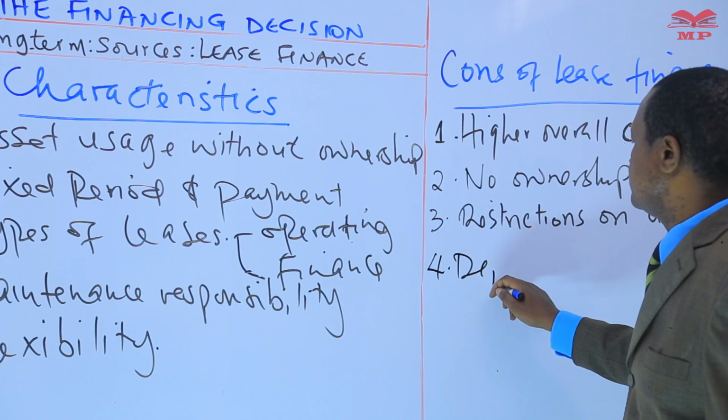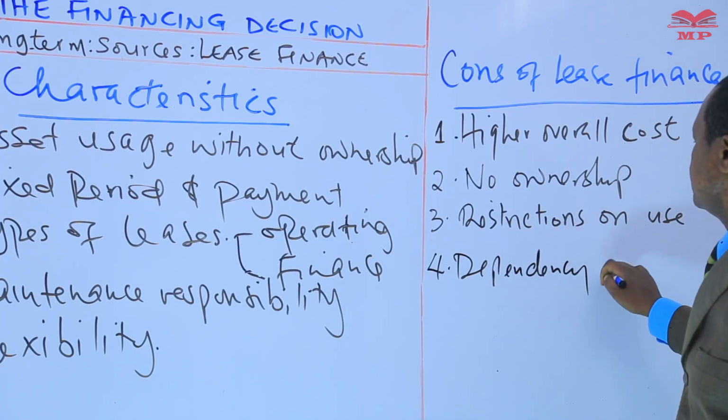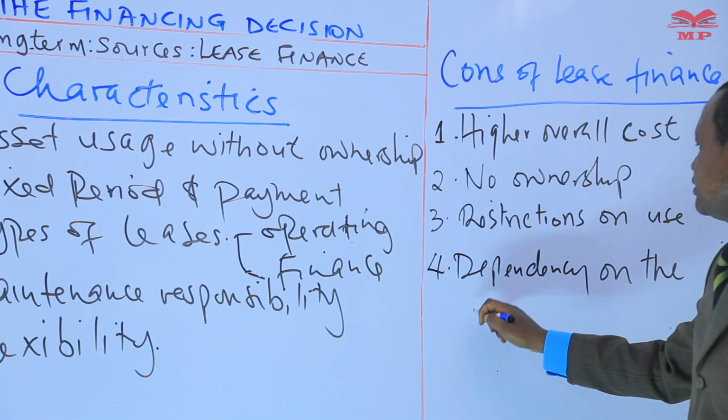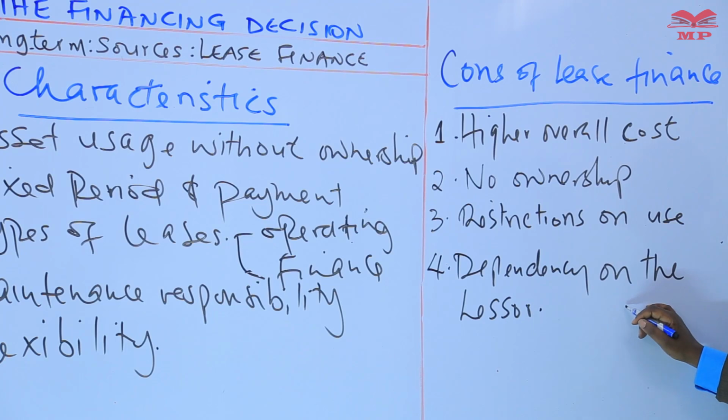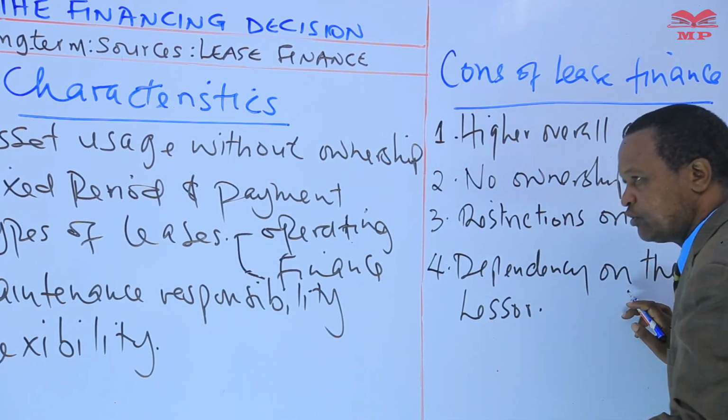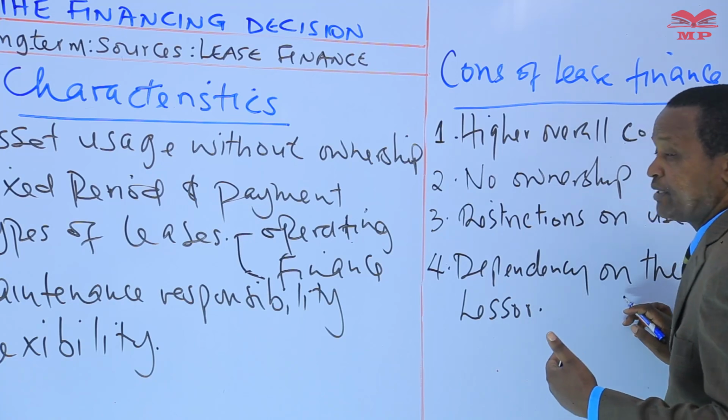Four, dependency on the lessor. Dependency on the lessor. The businesses that rely on lease finance are dependent on the lessor for the availability of assets and for favorable lease terms. And therefore, changes in lessor policies or changes in the financial health of the lessor may negatively impact the lessee.